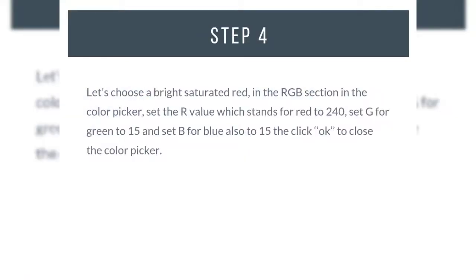Step 4. Let's choose a bright saturated red. In the RGB section in the color picker, set the R value, which stands for red, to 240. Set G for green to 15 and set B for blue also to 15. Then click OK to close the color picker.